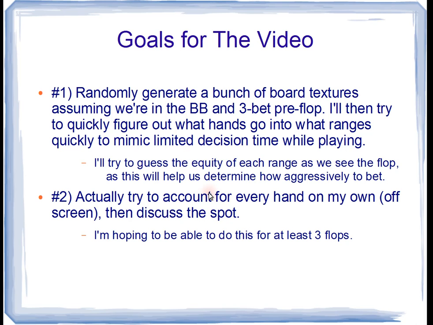I'm hoping to be able to do this for at least 3 flops. So I'm going to randomly generate 3 flops, maybe 4 or 5 if some of the flops are boring. We'll discuss them quickly, what I think we should do, and then I'll actually spend the time off screen writing everything down to see how far off my original guess was for what we should do if I had more time to think about it and get some things to balance a little bit better.